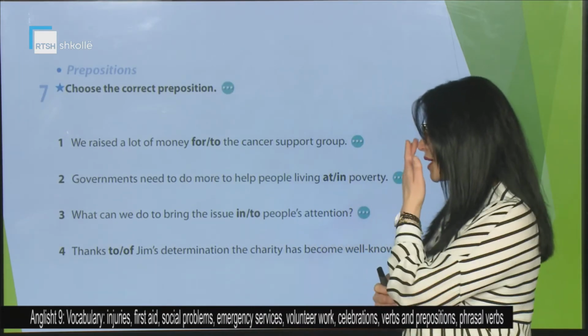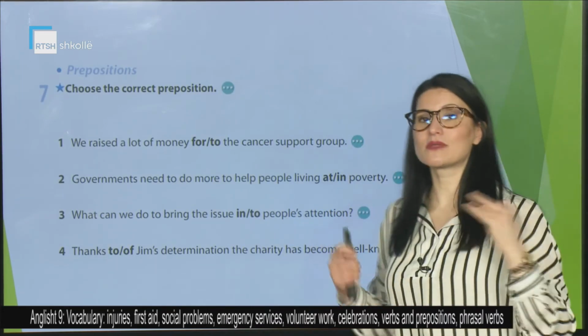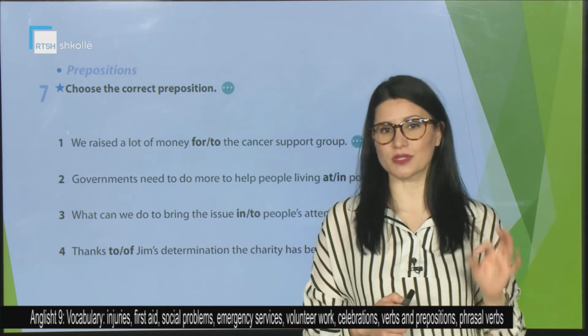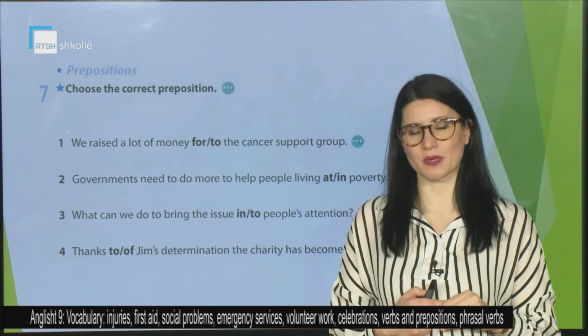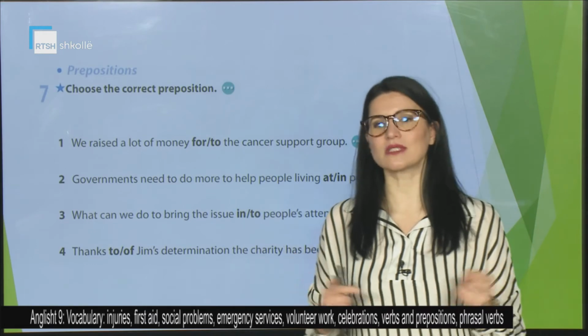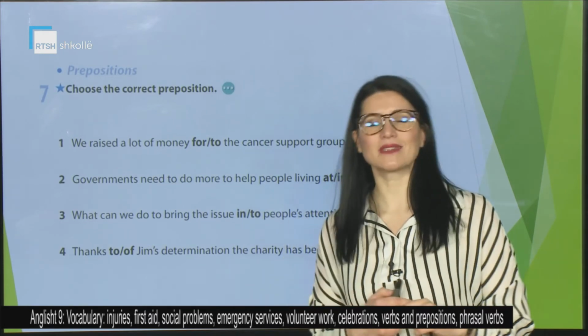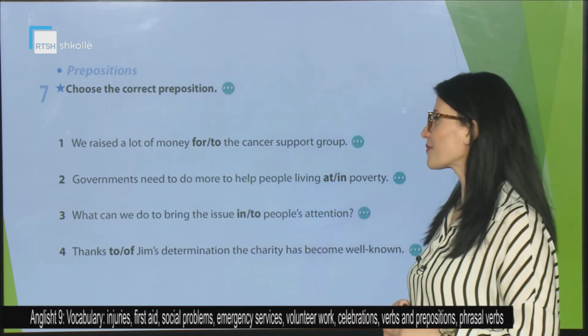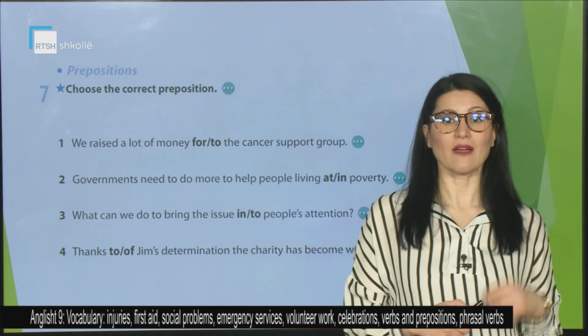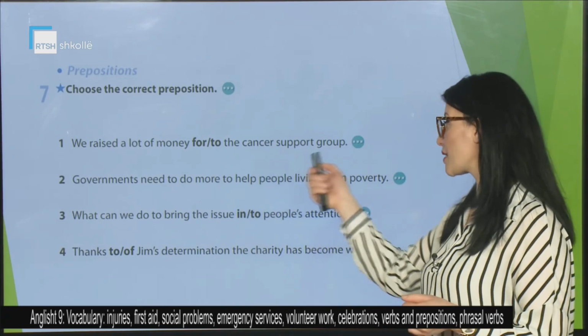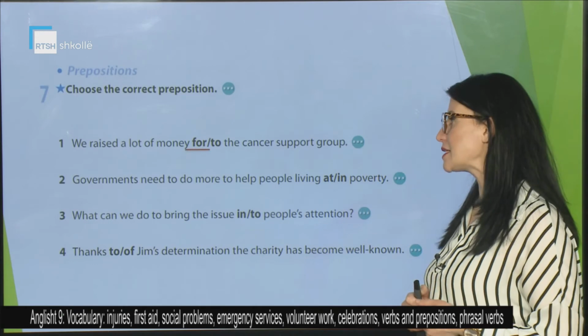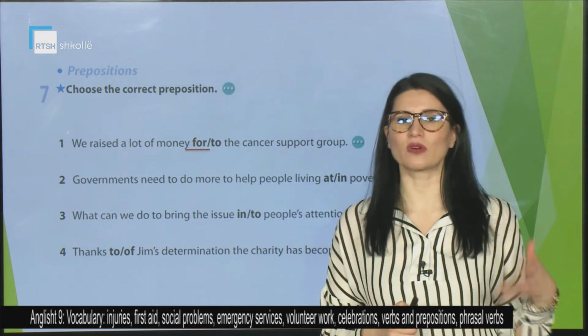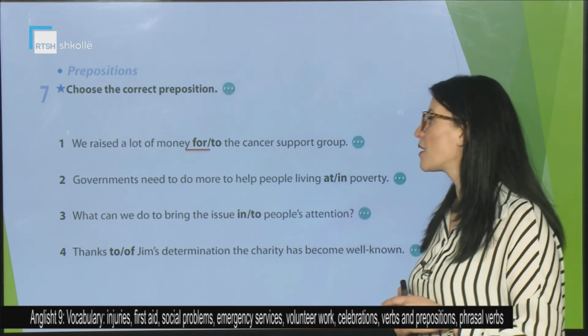Here we have got again another exercise. This time it is with prepositions. You are going to circle or underline the correct preposition that best fits the meaning of the sentence. Let's read the sentences together. We raised a lot of money for or to the cancer support group, and it is for, to raise money for a special cause, for example.